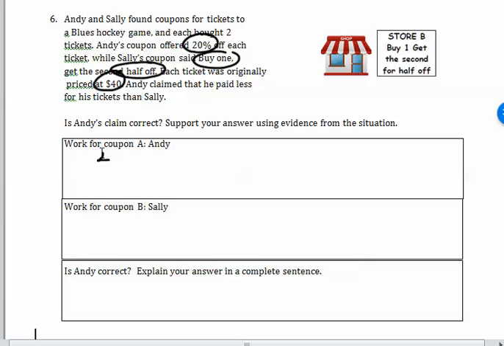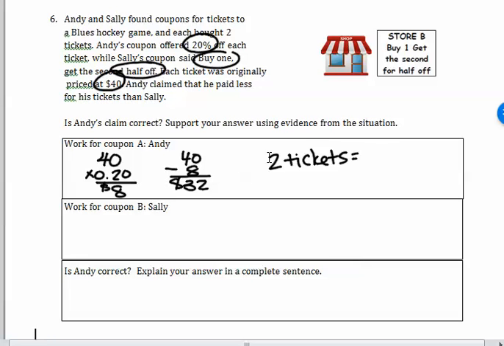Andy, we would spend $40 on each ticket, but we would multiply that by 20% to get $8. So he's getting $8 off of each ticket. 40 minus 8, he's paying $32 for each ticket. So if he buys two tickets would cost $64. Okay, then we have Sally.